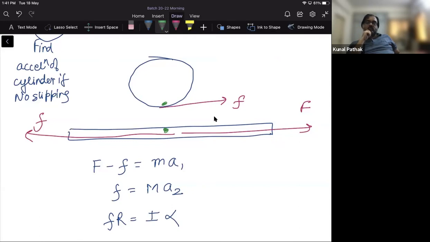बहुत बढ़िया उत्कर्ष. Excellent, Richa. Yes, that is the correct answer. Now, using the relation that you have written, solve these four equations. Tell me the value of A2.